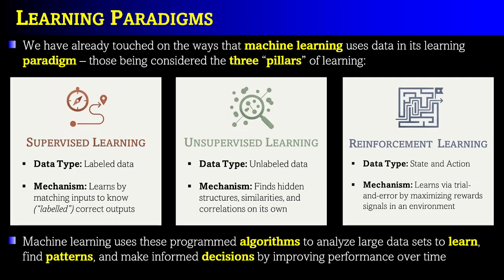Finally, in reinforcement learning, this is where there's a certain state of the learning and there's an action that is associated with it. So this is a traditional style of learning, which is trial and error, where there's a reward, potentially even a penalty for getting it right or wrong. So we want to maximize the reward. We want to try and get it right more than we get it wrong. So reinforcement learning rewards the model for getting it right over time. So using these programmed algorithms to analyze the large data sets, whether supervised, unsupervised, or reinforcement learning, the AI machine learning model will start to find patterns. It will start to make decisions and improve its performance over time.